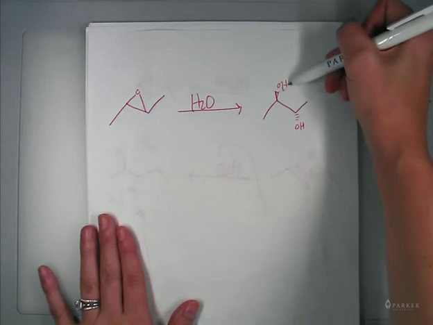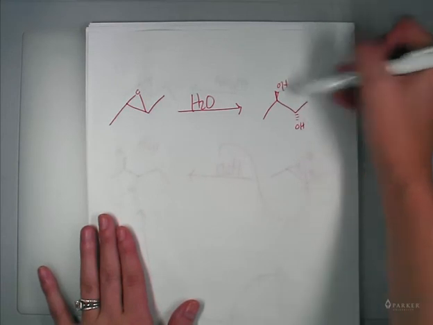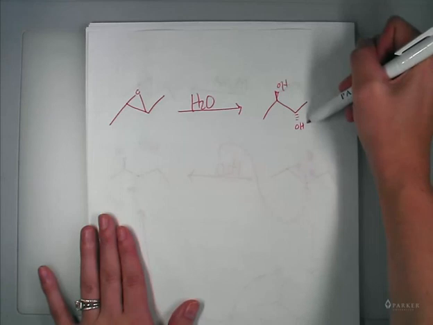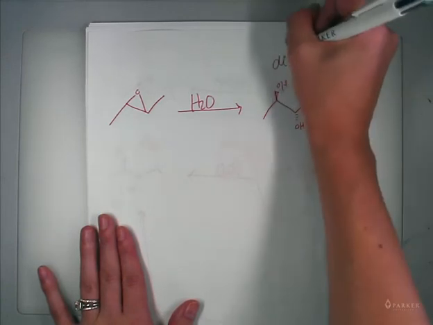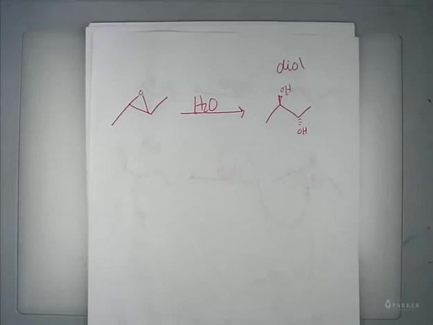Do you know what an OH is called? Alcohol. And how many do we have? Two. So you call this a diol. Yeah, this is the same one. Anti-diol. So if we can do an anti-diol, what do you think the next thing will be? Syn-diol.